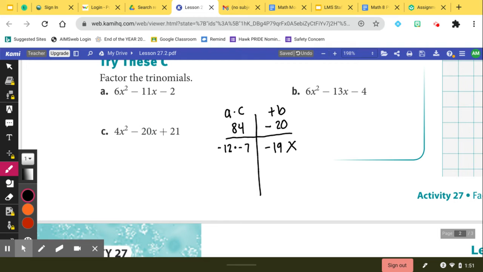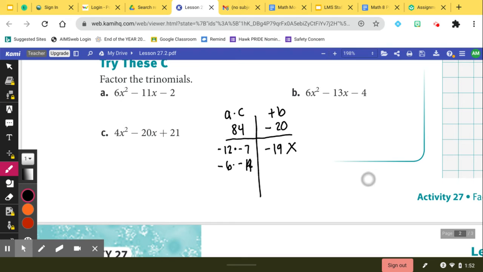What about 84 divided by 10? No, not 10. Ooh, 6. So 84 divided by 6 is 14. So what about negative 6 times negative 14? That would multiply together to be positive 84, and add together to be negative 20. So these are the two numbers that I'm going to break that middle term up into.